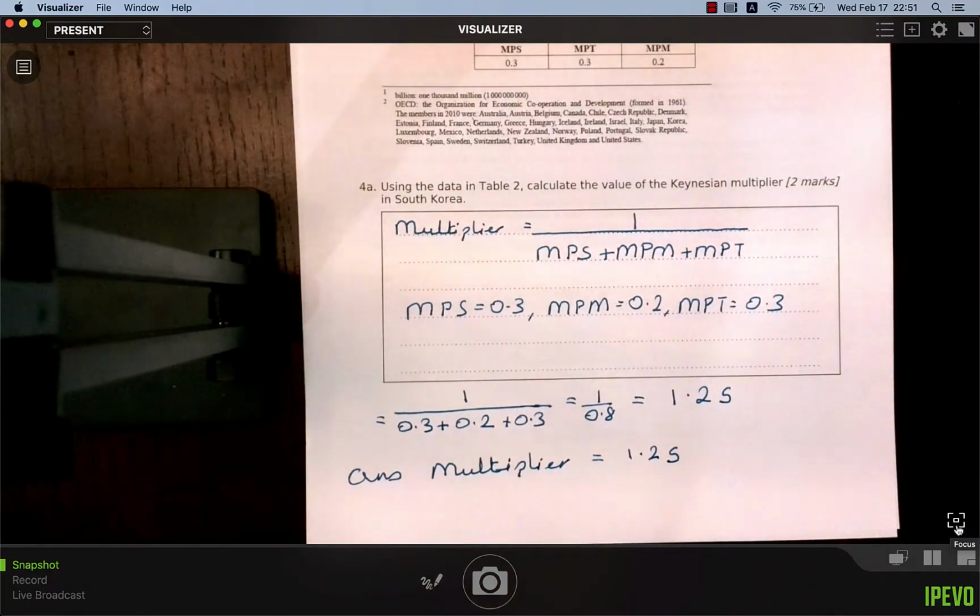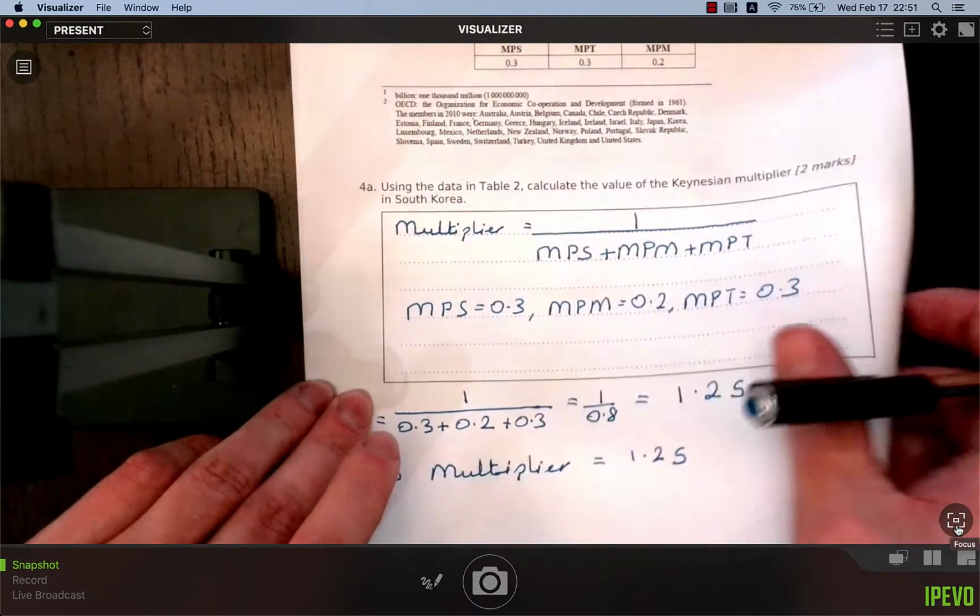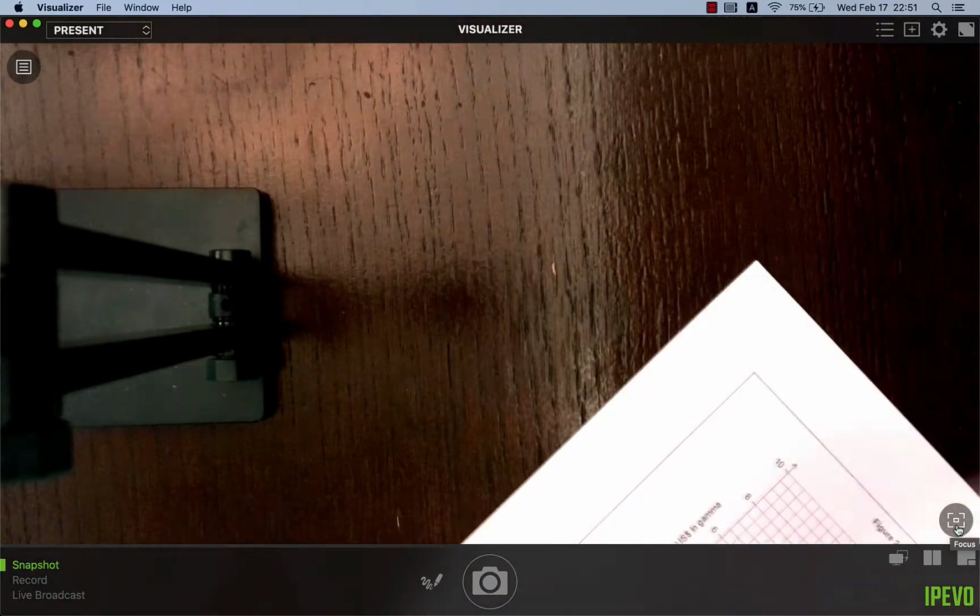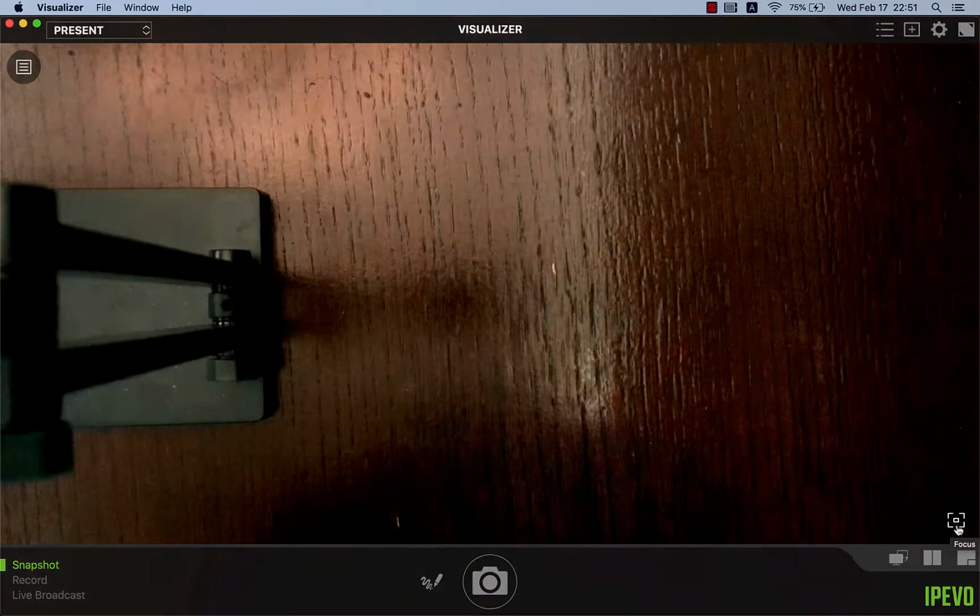Okay, what's the economic significance of that figure? Well, the economic significance of that figure means that any initial injection into the circular flow of income in South Korea will cause national income of South Korea to rise by 1.25 times that initial injection. Okay, excellent.